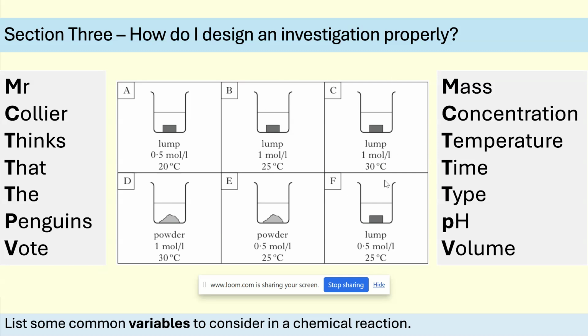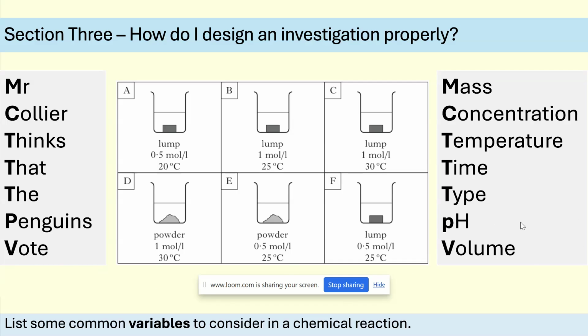So always when you're setting it up, think, have I kept the mass of the solid the same? The concentration and volume of any liquids the same? Is the temperature the same? Have I left it for the same amount of time? If a temperature change is what you're measuring, was the initial temperature the same? If not, we'll have to do a percentage change. Is the type of catalyst, the type of chemical, the type of acid, the type of whatever being kept the same? And is the pH also kept constant?